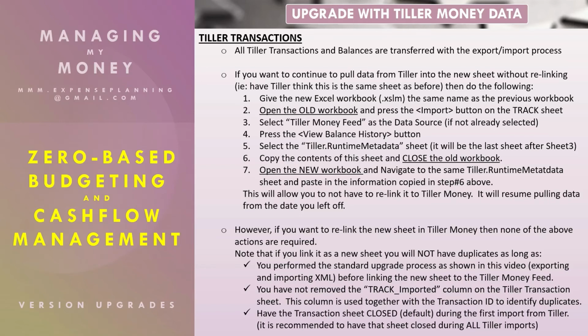You open the new Excel workbook. Well, first of all, you give the new Excel workbook the same name as the previous one, so Tiller will recognize it as the same workbook. But there's one other thing. You need to open the old workbook and navigate to the Tiller runtime metadata sheet. That's a sheet that identifies to Tiller that this is the sheet.